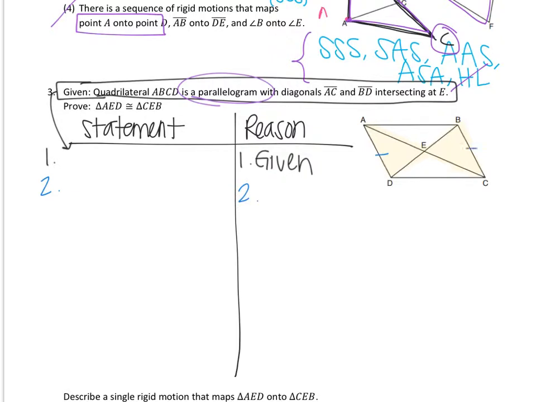AD is congruent to BC and also parallel. I want you to get into the habit of stating congruent and parallel at the same time when you have a parallelogram. This way, if you talk about alternate interior angles later, you don't have to state parallel again because you've already stated it, or you don't have to remember to state it because often students forget. So we're going to say AD is congruent to CB, comma, AD is parallel to CB.